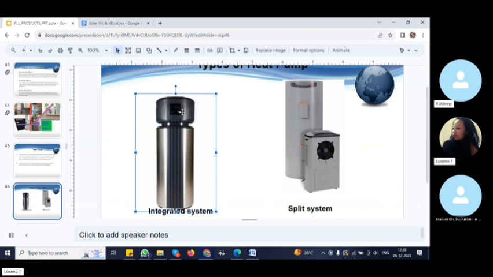So I have a doubt here. If customers ask which one is best, what can we say to them? Which one is best, as in which are you comparing? Between these two, the integrated and split system. Which one is better if the customer asks?